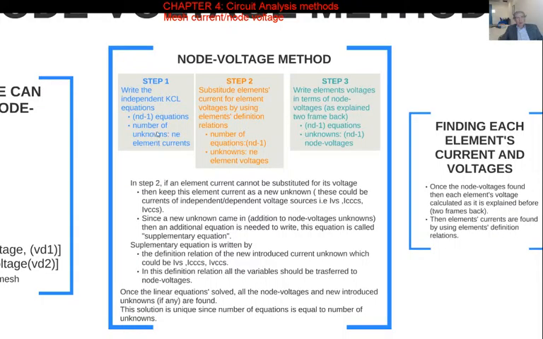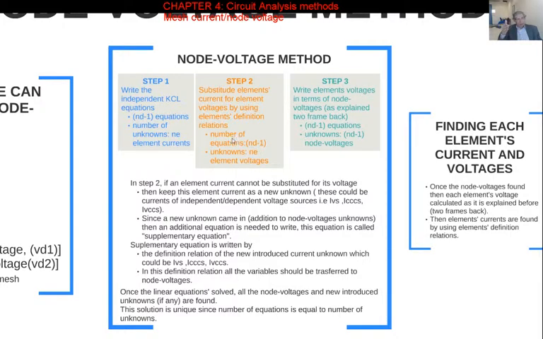The next step, we are going to replace the element currents with the element voltages by using the definition relation. It says substitute element currents for element voltages by using the element's definition relation. So if you consider the resistor, current is equal to V over R. So if you use the definition relation, you can replace the current with the voltage of the resistor.